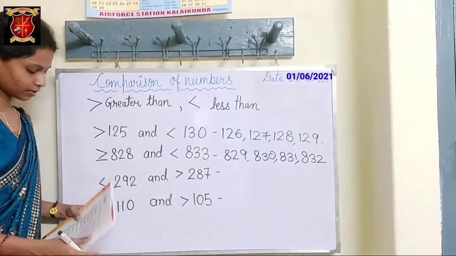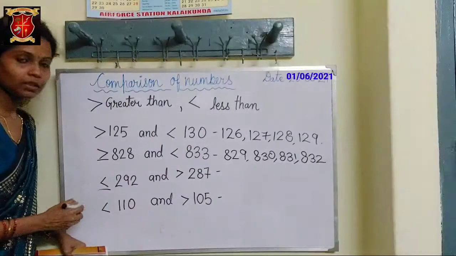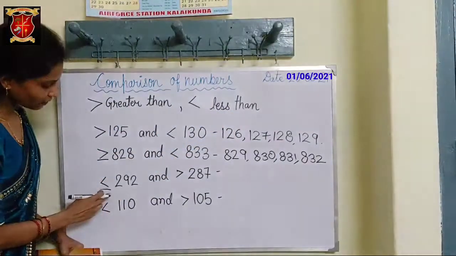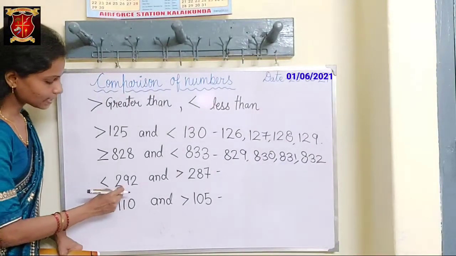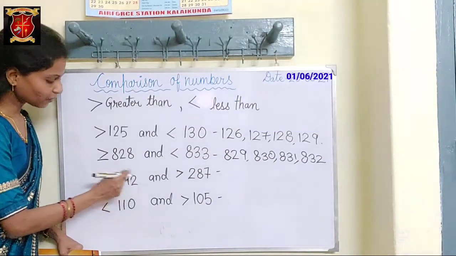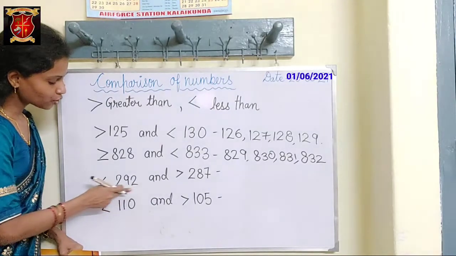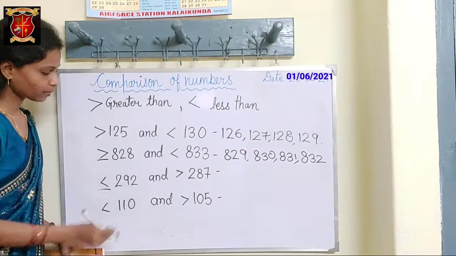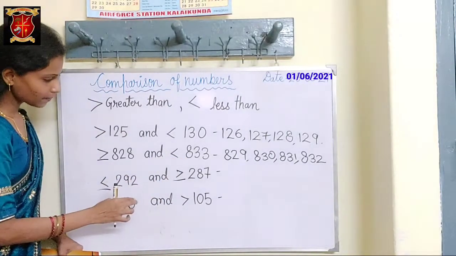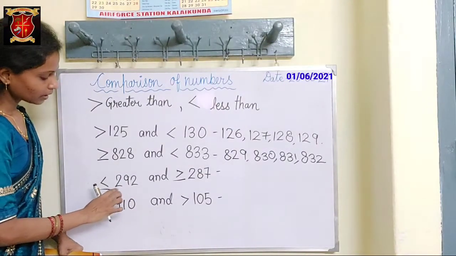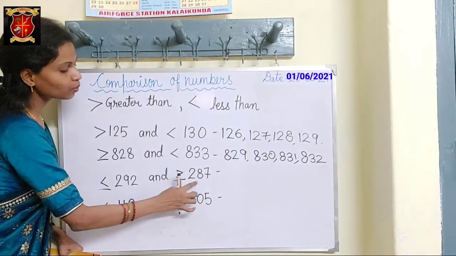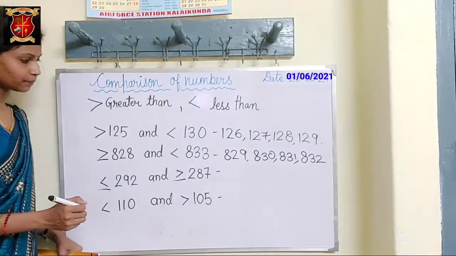Now moving on to the next question. Okay, now this sign. Which sign is this? This sign is less than. That means we have to write the numbers which are less than 292. And this sign is the greater than sign. Okay, now we have to write down the numbers less than 292 but more than 287.